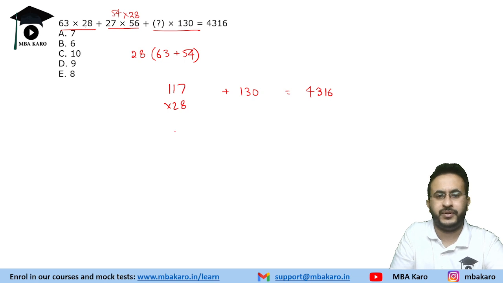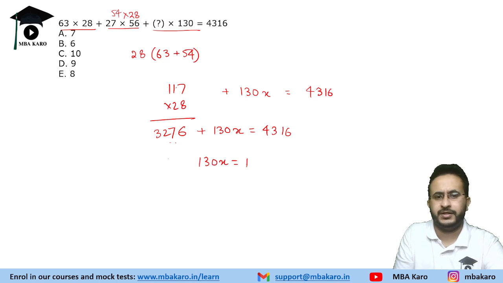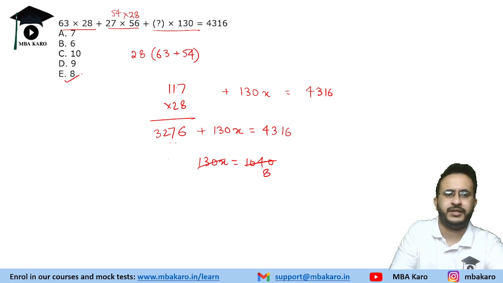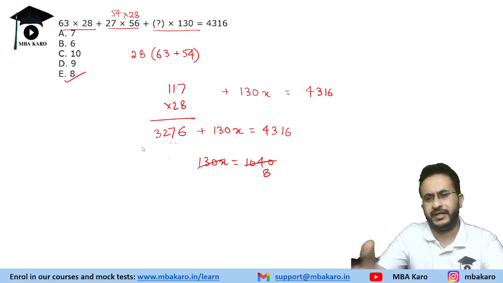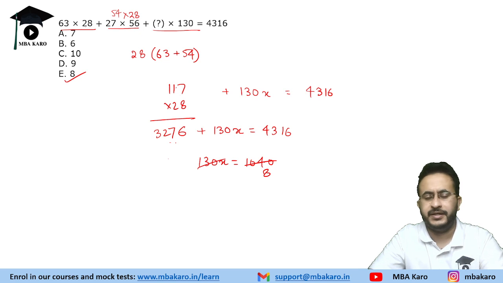So let's multiply 28 into 107, you will get 2996, so 3276 plus 130x is equal to 4316. This 130x will be 1040. 13 into 8 is 104, so x will be 8. Okay, so taking common factors helps us reduce the calculation.